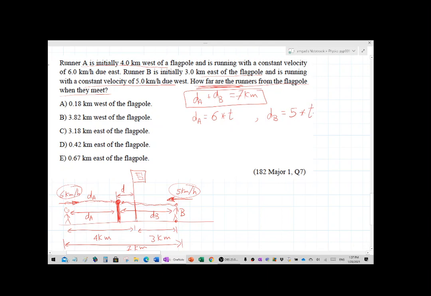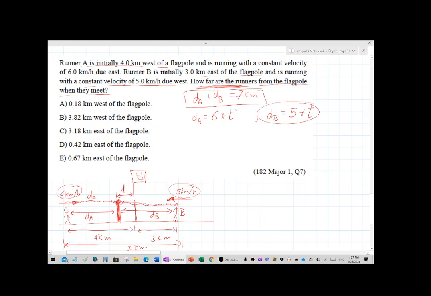The two times are the same because they will start at the same moment and they will meet each other at the same moment. So the time of the trip of the first person is the same time as the trip of the second person. They start at the same time, they end at the same time.